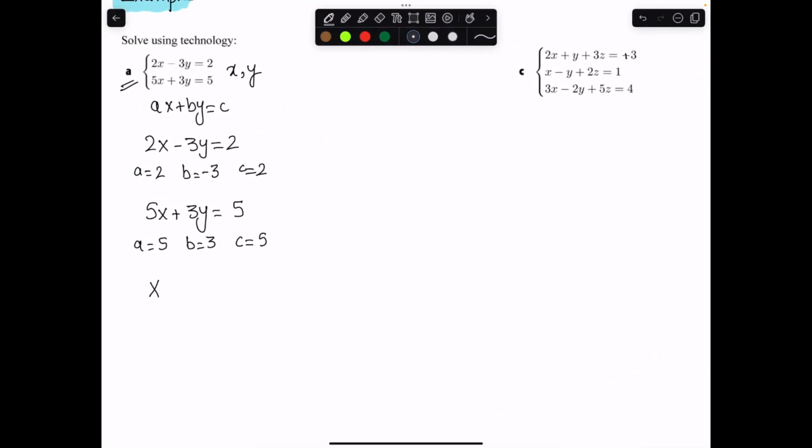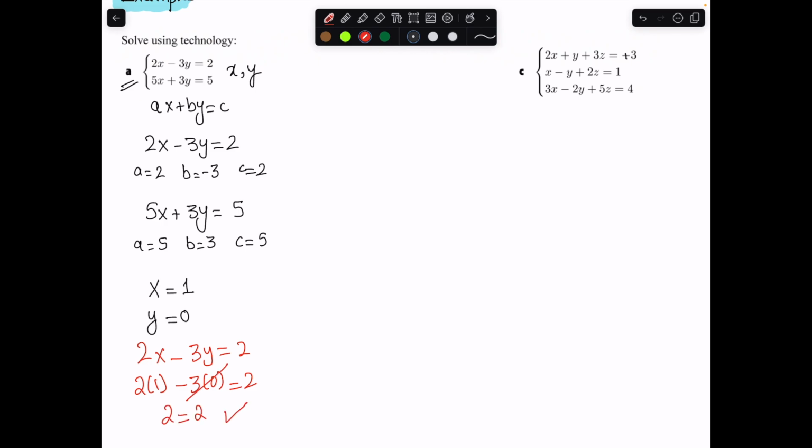So my unique solution using my calculator is x equals 1 and y equals 0. And you can check that both these variables solve the system of equations. See, the first equation is 2x minus 3y equals 2. So if I substitute, I put 2 times 1 minus 3 times 0 equals 2. 3 times 0 is 0, so 2 equals 2, which means my solution is correct. You can check by substituting these values into the second equation, and you will still get the same answer.